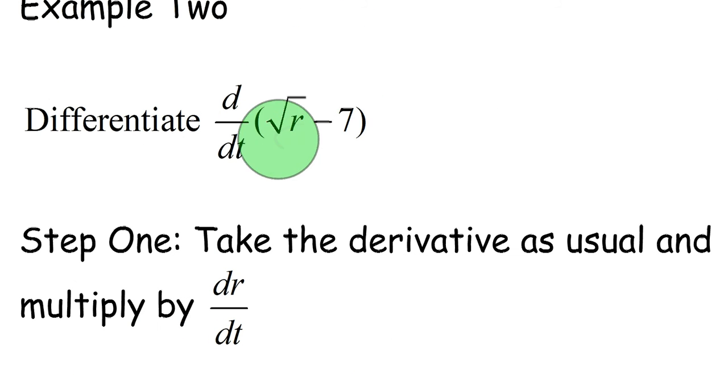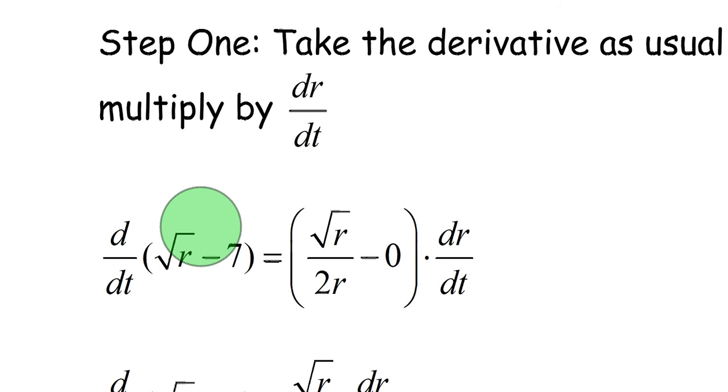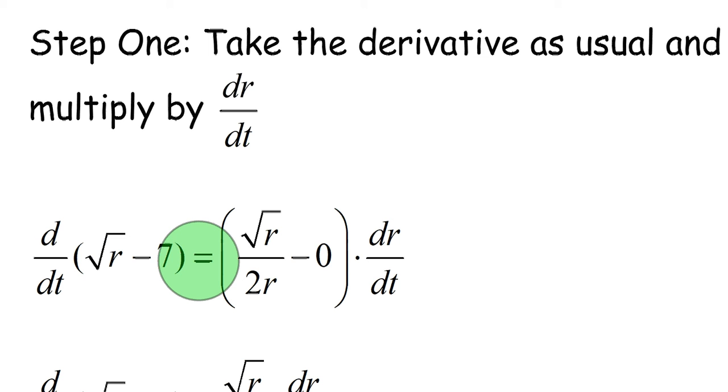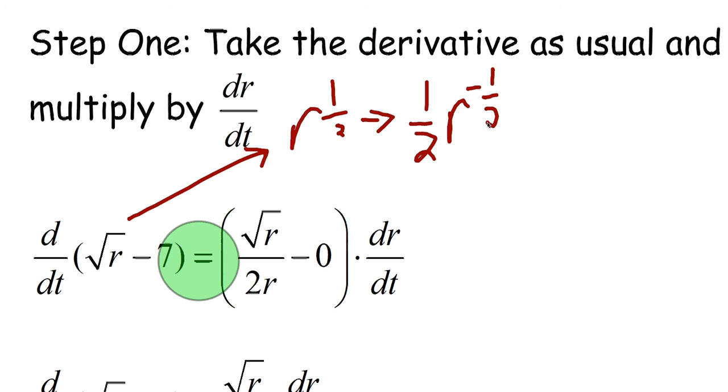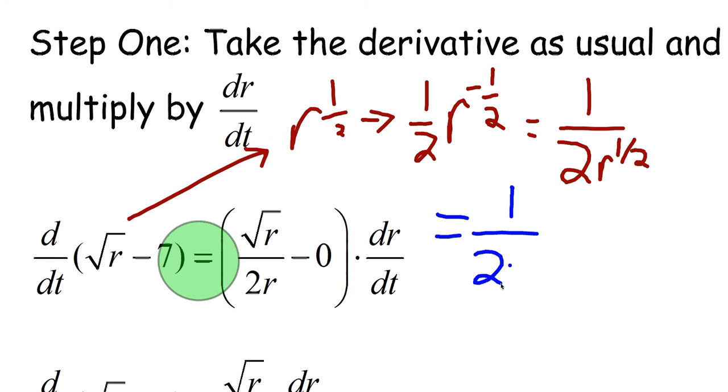Really, how do you take the derivative of square root of r minus 7? I didn't show a lot of work here, so I'm going to show it here. Remember that square root of r can be written as r to the 1/2, right? We do the power rule to get 1/2 r to the negative 1/2, because we subtract 1 from the exponent. If we rewrite that, it would be 1 over 2 r to the 1/2, which becomes 1 over 2 square root of r.